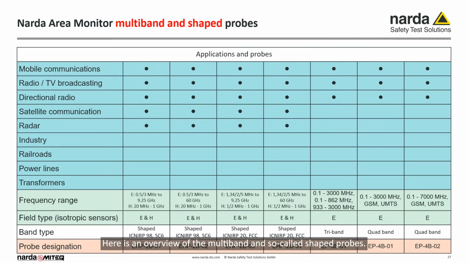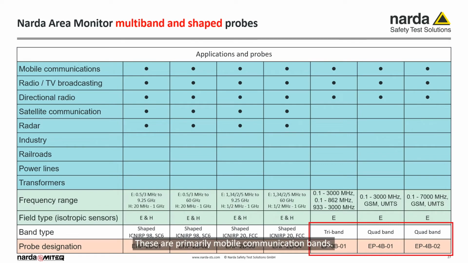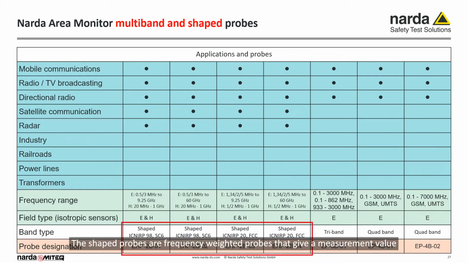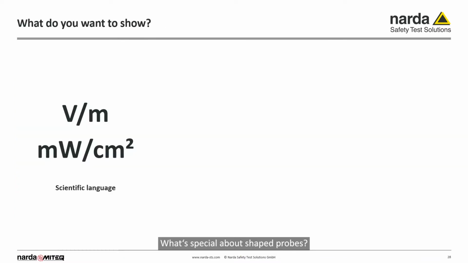Here is an overview of the multiband and so-called shape probes. All these probes work in the high frequency range. The 3 and quad band probes can simultaneously measure 3 or 4 bands respectively. These are primarily mobile communication bands. The shape probes are frequency-weighted probes that give a measurement value displayed directly as a percentage of the permitted level of a particular standard. These probes are also capable of measuring the electric and magnetic field at the same time. So, what's special about shape probes?